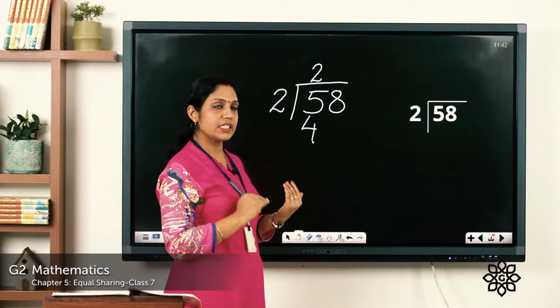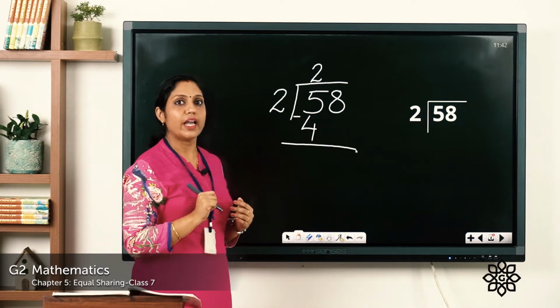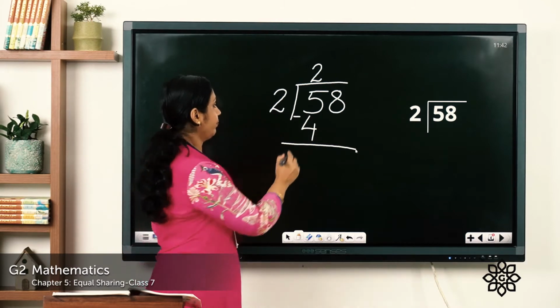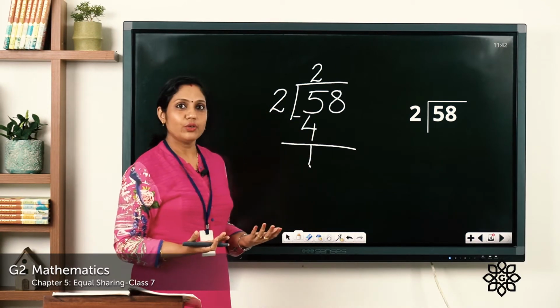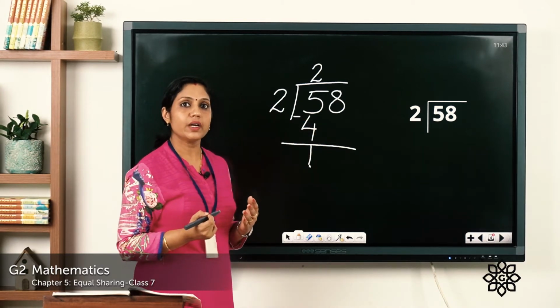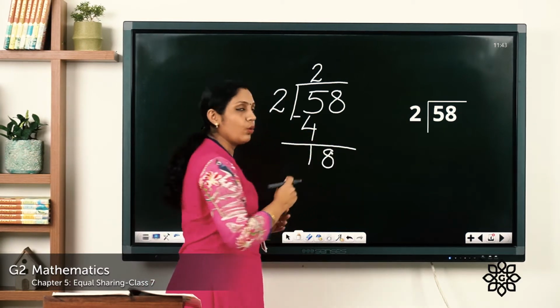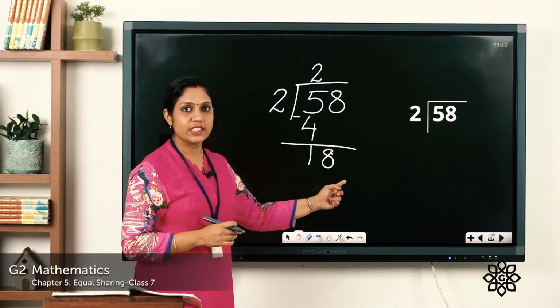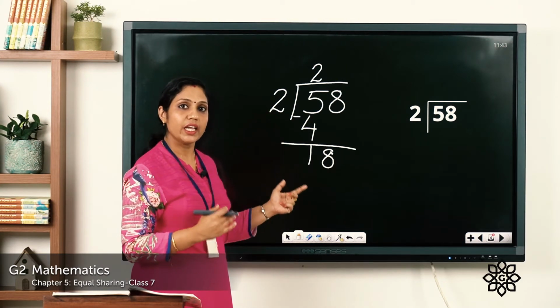The next step is to subtract. Now 5 minus 4, it is 1. So write that under this itself. So now what do we have to do? We need to bring the next number down. Which is the next number? It is 8 here. So bring it down and write it next to 1. Now what is this number? It is 18. Now check in the 2's table how many times you get 18.